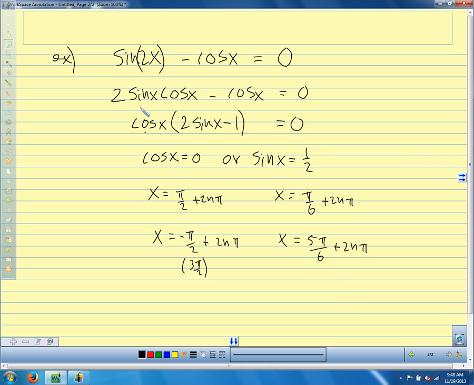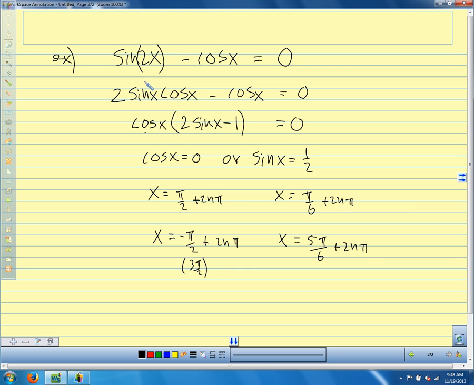So we were able to solve this equation by using our double angle formula for sine. It just opens up a new type of equation, a new set of equations that we're able to solve for. Questions on that example?